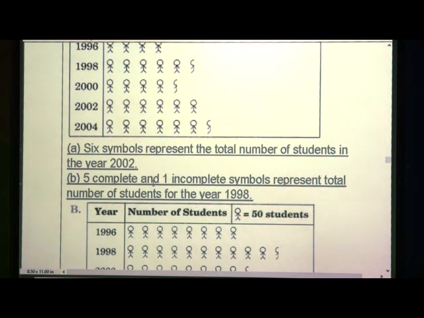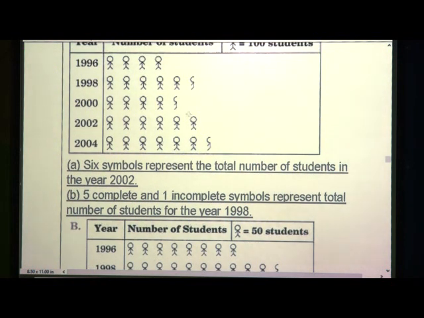Next question, and in 1998 we can write 5 complete and 1 incomplete symbol represent the total number of students in the year 1998. Whenever a half symbol is given or shown, then we can write 5 complete and 1 incomplete. It means it is half.